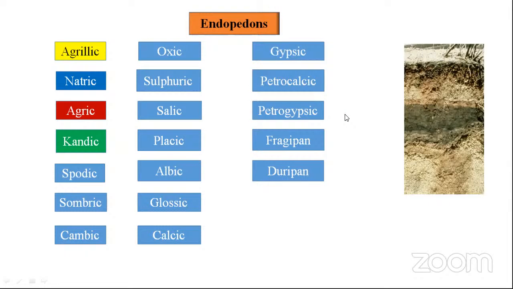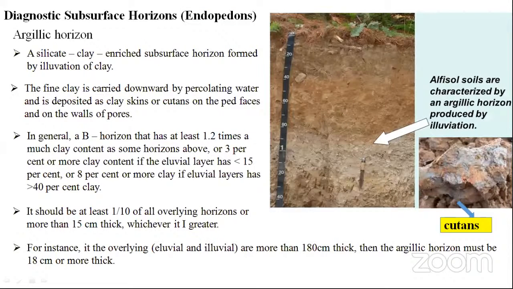The very first one we will see is the argillic. One by one, please. This horizon is developed by the illuviation of silicate clays. It is formed by the illuviation of silicate layers, and you can see more and more fine clays percolated in this layer, and some skin-like coatings deposited.